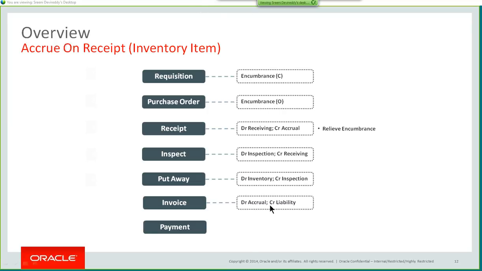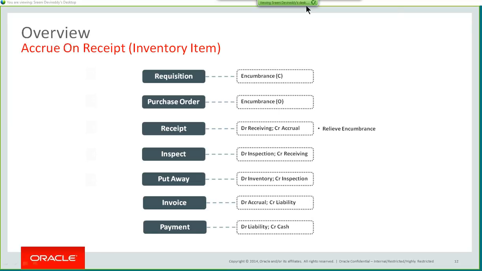Now you will later get an invoice. When you have an invoice, the accrual that you booked at the time of receipt will be knocked off and liability is booked. You are now liable to pay because there is a legal document for you to pay. So the accrual is knocked off and liability is booked. And finally, when you make the payment, liability is knocked off and cash is credited.